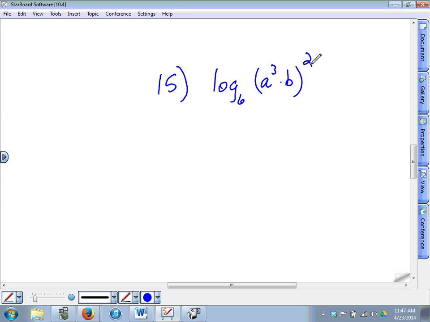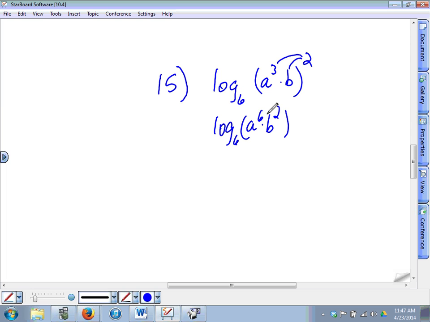My guess is number 2. My first choice would be to do it this way. So when you have a power to a power, this is going to become the log base 6 of a to the 6, b to the 2, squared. Now what can you do? That's number 1. That's property 1.